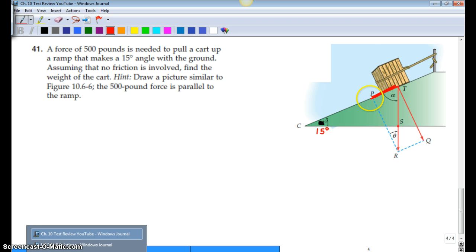Okay, this vector is the vector that represents the force required to keep the object from falling or sliding down the hill. So that's 500. The 15 degrees we've already marked, assuming there's no friction, which is really hard to do actually in real life. But anyways, we're trying to find the weight of the cart. We are trying to find this vector, we'll go blue. We want to know this vector right here.